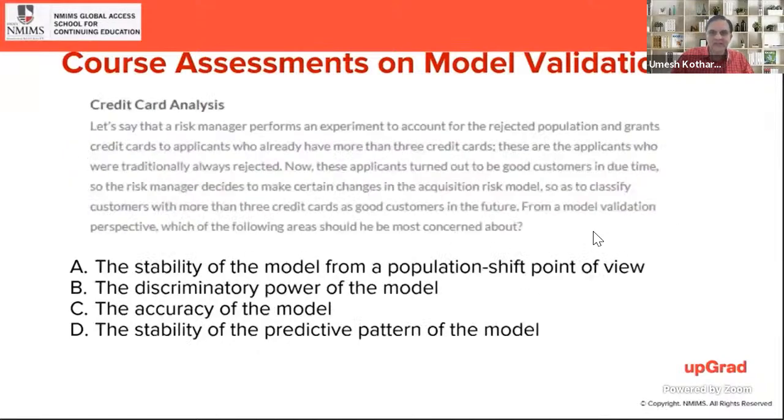Good. Let's look at the second one now. Just read this and tell me which statement is most suitable for what you read, obviously. D.